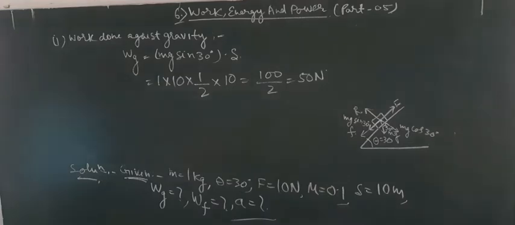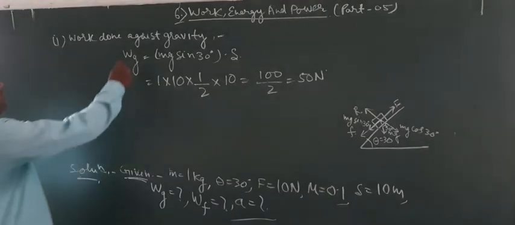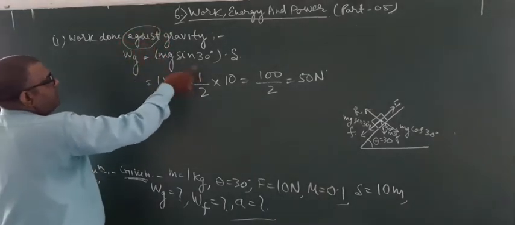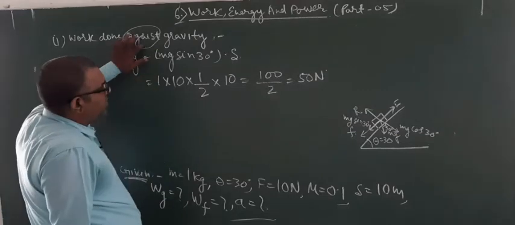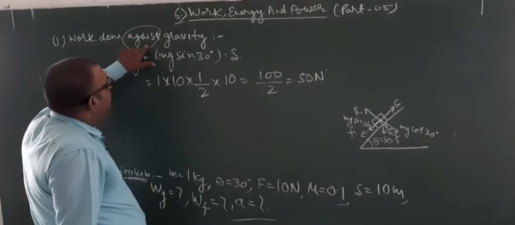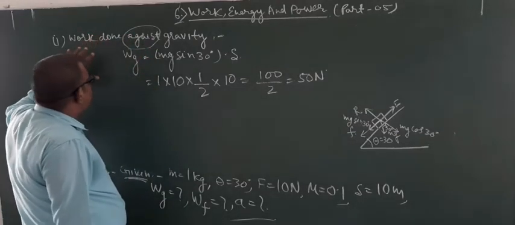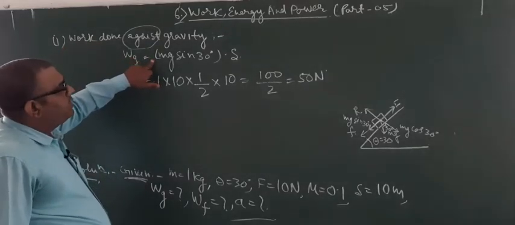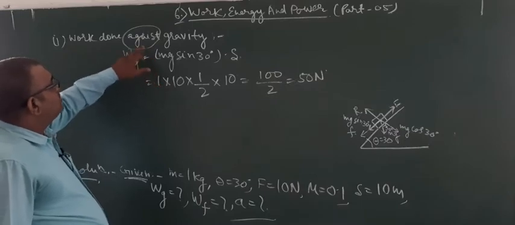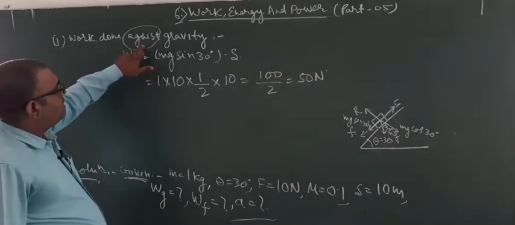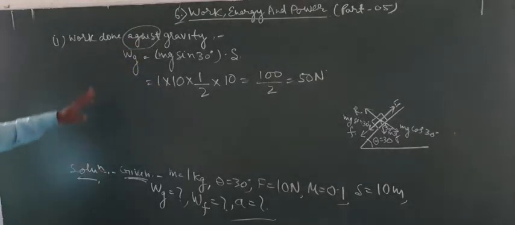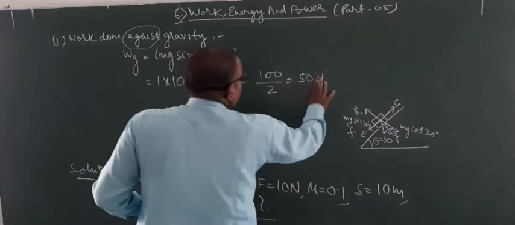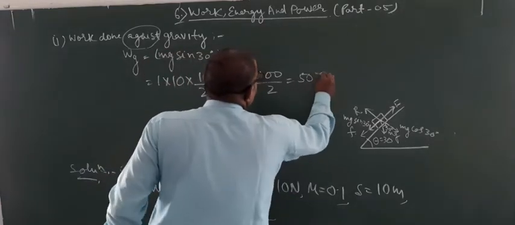Since we have already written against gravity, we do not put a negative sign here. If we wrote work done by gravity, then we would have to put a negative sign. So since it is already written against gravity, we do not put a negative sign, and that is equal to 50 joule. This work done is equal to 50 joule.